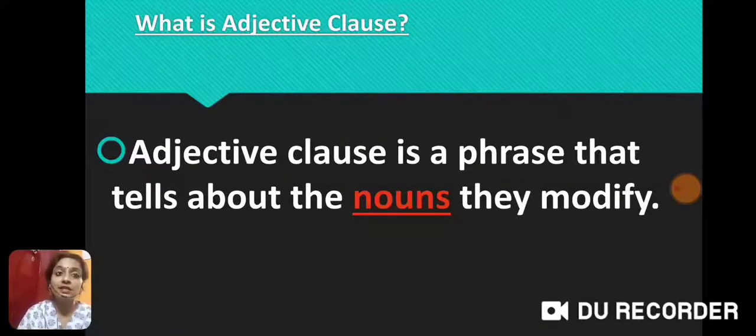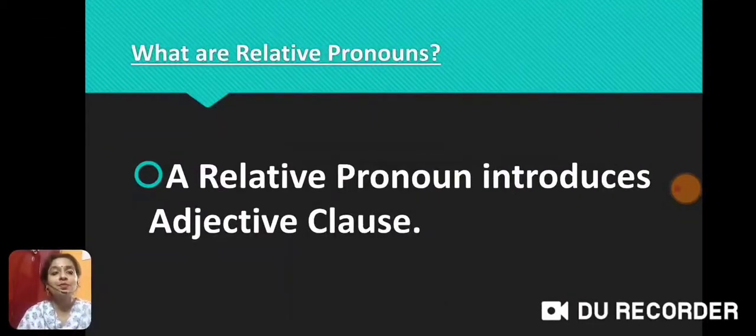And what is an adjective clause? An adjective clause is a phrase that tells about the nouns they modify. Now see what relative pronouns are. A relative pronoun introduces an adjective clause. So adjective clause and relative pronouns are interlinked. A relative pronoun introduces an adjective clause.